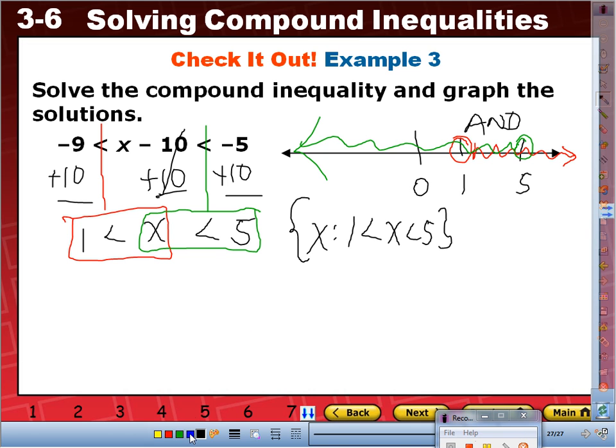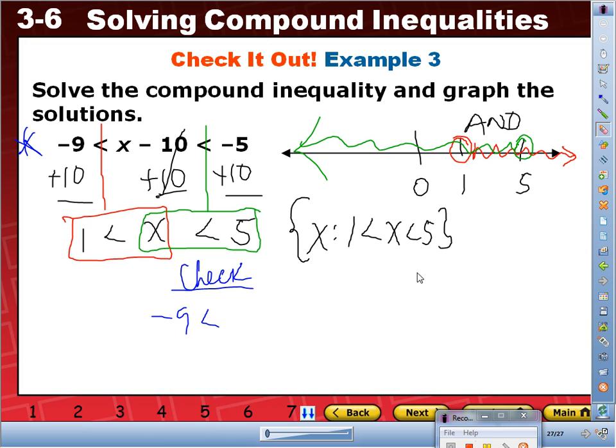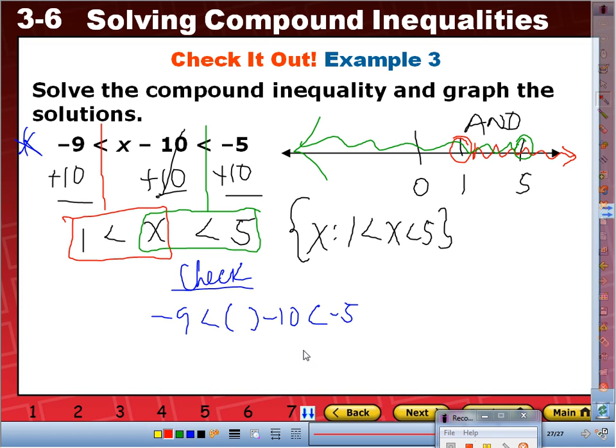And if I was to check it, let's see. I rewrite my original one, which is negative 9 less than (x - 10) less than negative 5. By looking at it, what number should I substitute to check? 4, 3, any of those numbers, right? How about a fraction or a decimal? Yeah, let's try a decimal. I'm going to do 3.5.